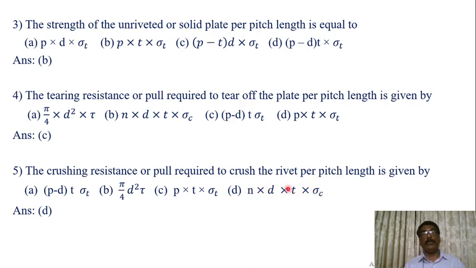So this is the crushing resistance, or the pull required to crush the rivet, N into D into T into sigma C. D into T is the area which resists the crushing, sigma C is the crushing stress, and N is whether it is a single riveting or a double riveting, the value you are substituting here, and that will give the crushing resistance.